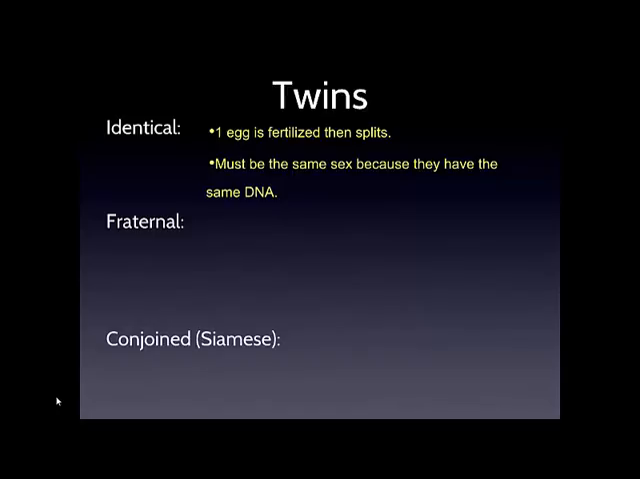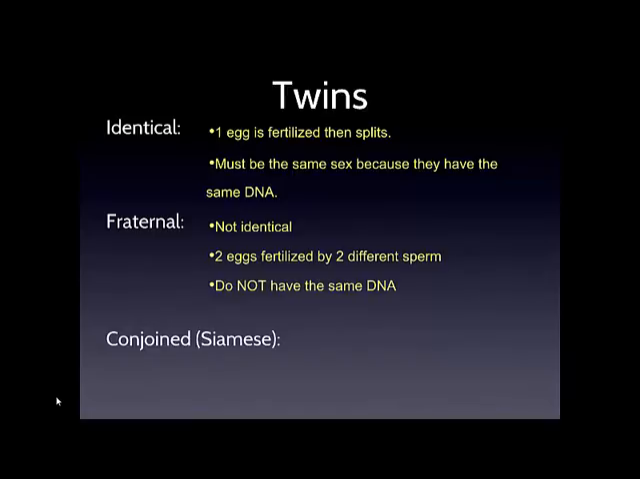But will they have the same chromosomes? No. Each one came from a different egg cell, and each one came from a different sperm cell. So the chromosomes they have are going to be different. They're not going to be identical. They're going to be fraternal. Okay? So they could be different genders. They're two eggs fertilized by two different sperm cells. They don't have the same DNA.